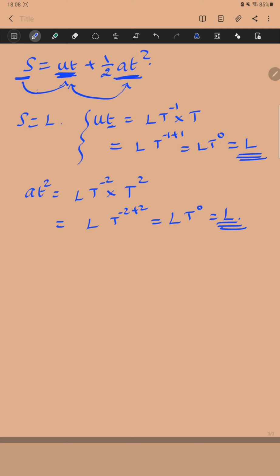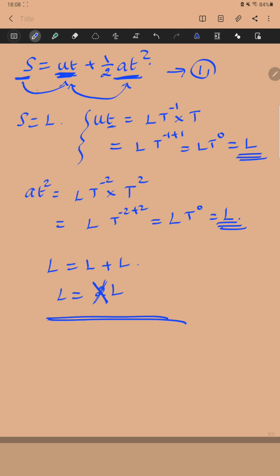Woo-hoo. So we can see that if I write equation 1 in dimensional form, L equals L plus L. Some people even go to the extent of saying L equals 2L, since L plus L is 2L. 2 does not have any dimension. So L equals L. So they say this is dimensionally homogeneous.